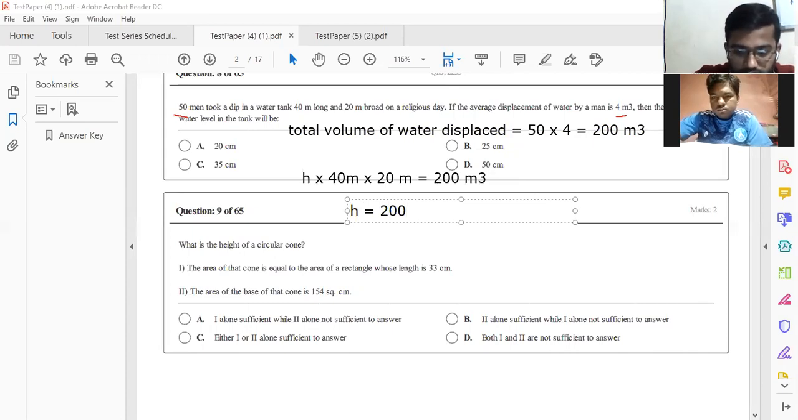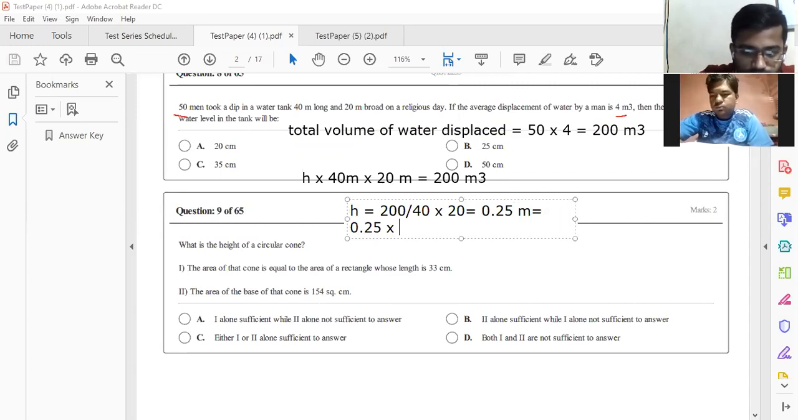You get 200 divided by 40 divided by 20. So the zeros cancel, 2 by 8 by 4, 1 by 4 means 0.25 meter. You will get the answer in meter, but you need to calculate in centimeter. So 0.25 multiplied by 100, you will get 25 centimeter. Option B.